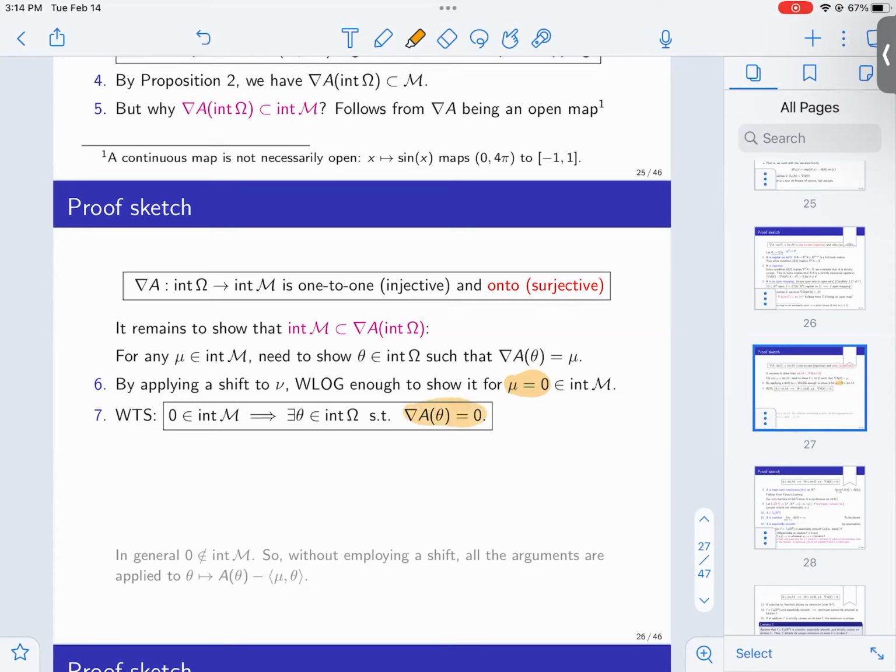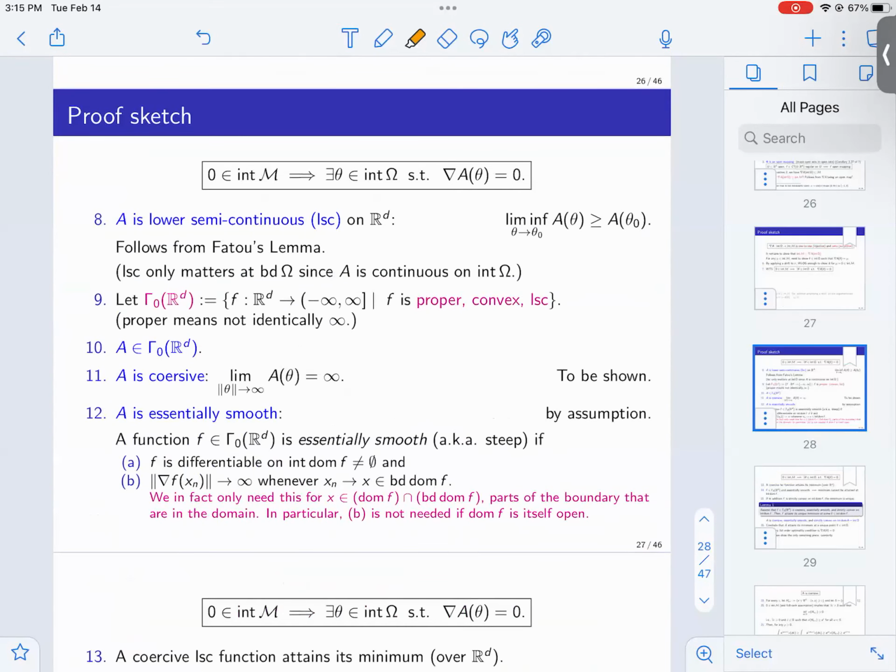If you remember optimization, this says that theta is a stationary point of A. So it has something to do with optimization. If I can show that A is a strictly convex function and that the minimum occurs in the interior of omega, then the gradient has to vanish there. If it occurs at the boundary, the gradient could be non-zero. But whenever a differentiable function has a minimum in the interior of its domain, the gradient has to vanish there. So I can prove it if I can show that A takes its minimum in the interior of the parameter space.